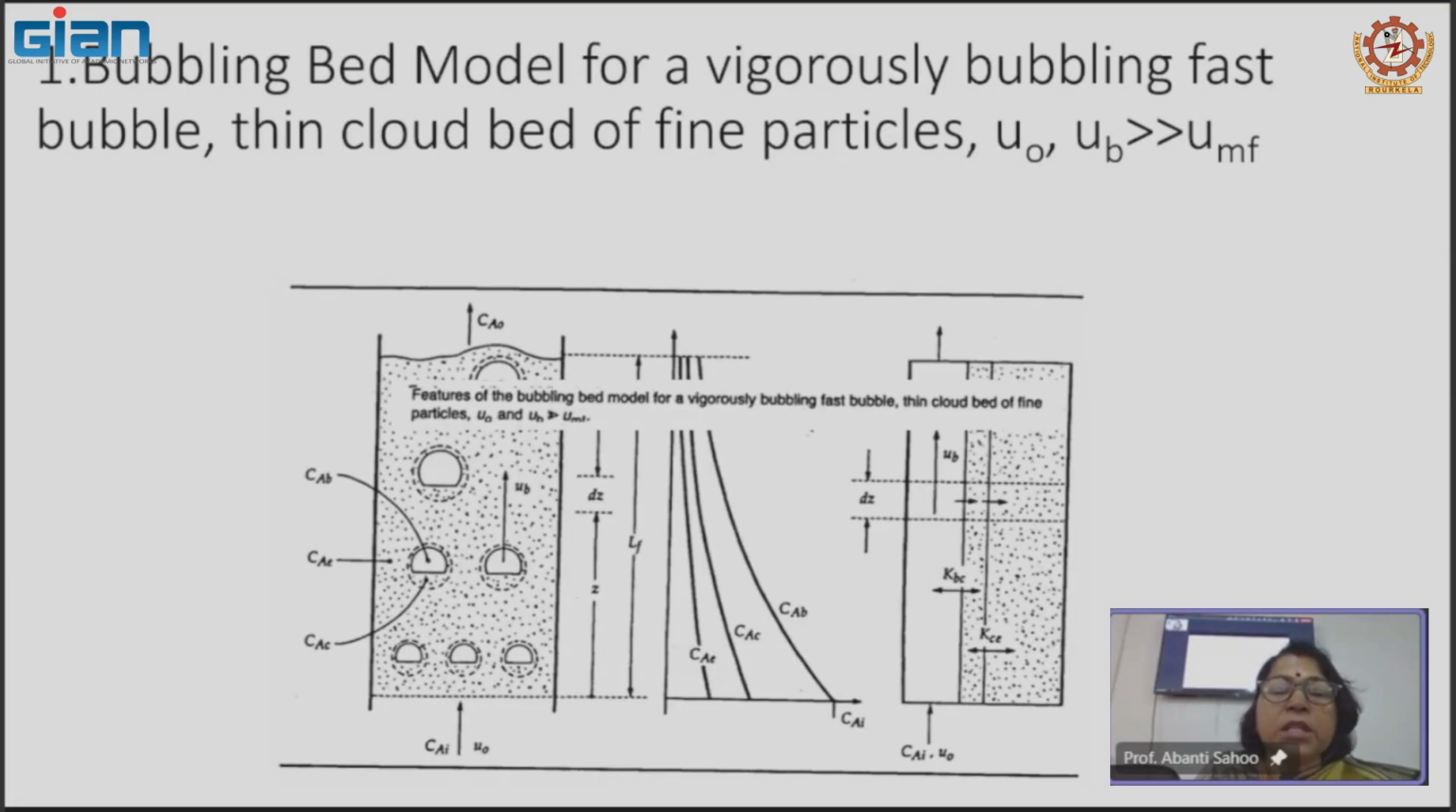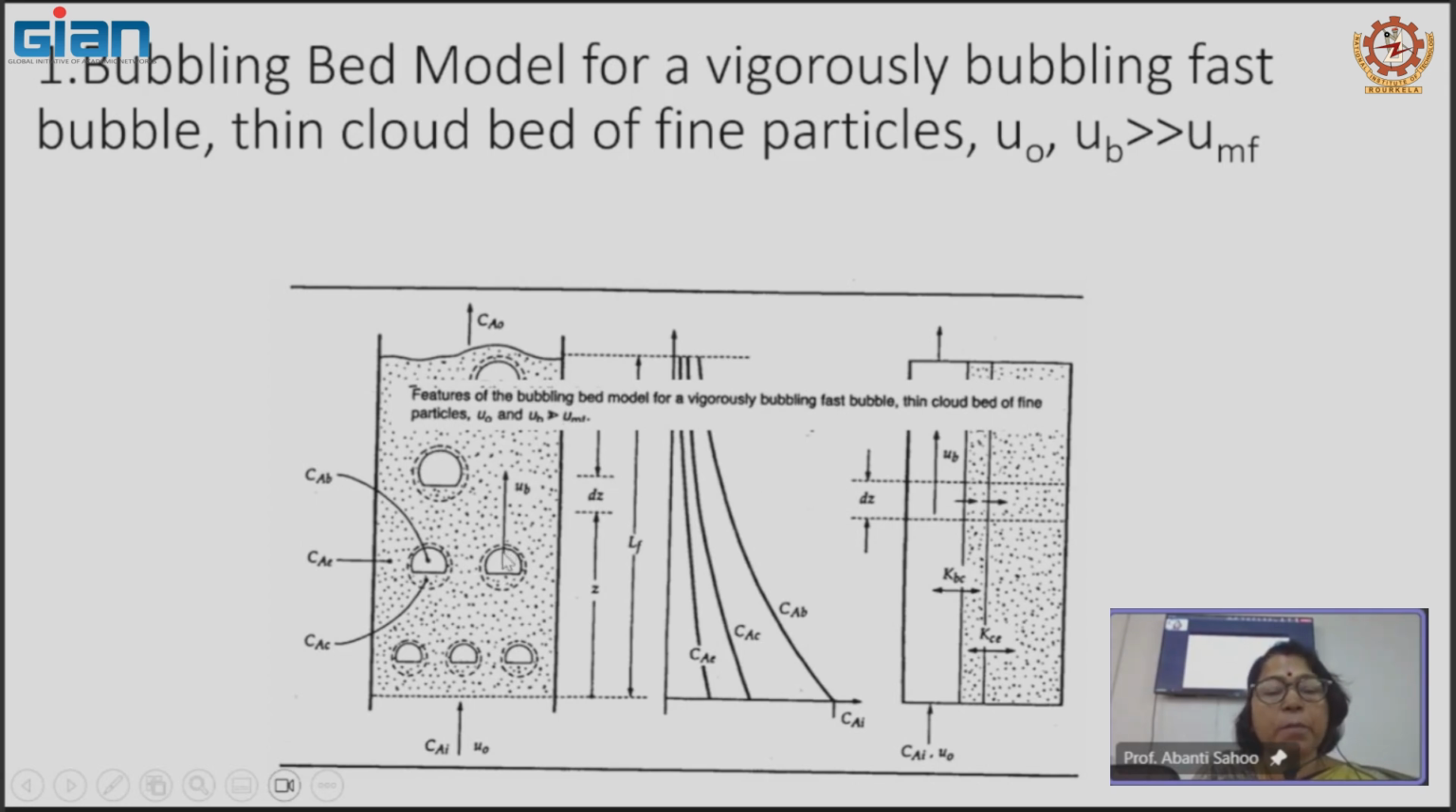In this region will be the wake region, where some solid particles are present. Because some pressure difference is created when the bubble moves through that wake region, some solid particles are dragged into the wake region. When the bubble moves, those solids also move with it. Now here the bubble moves faster than the superficial velocity.